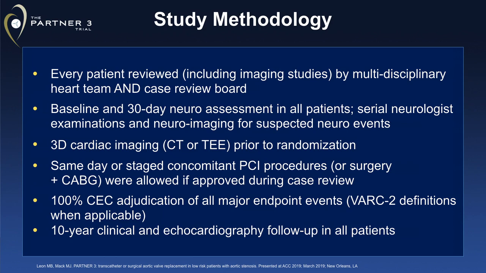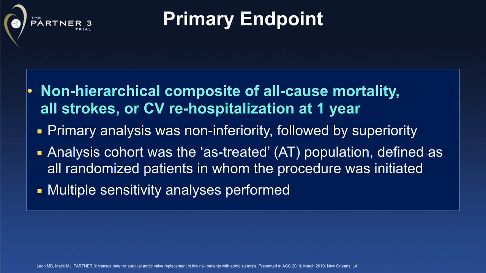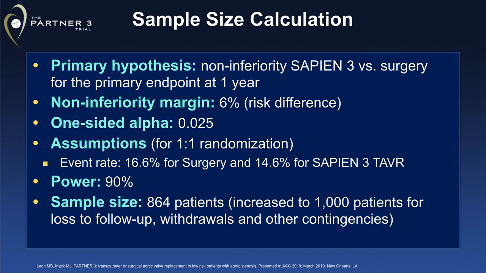Or in the case of surgery, if they had concomitant coronary disease, they could get bypassed at the same time as the surgical valve. All right. They also got echocardiograms to monitor the valves. So the primary endpoint was, again, looking at all causes of death, strokes, or rehospitalization for cardiovascular reasons at 1 year. The first analysis they did was to make sure that TAVR was non-inferior to surgical approaches. If TAVR is non-inferior, then the plan was to go ahead and see if TAVR is superior to surgery.